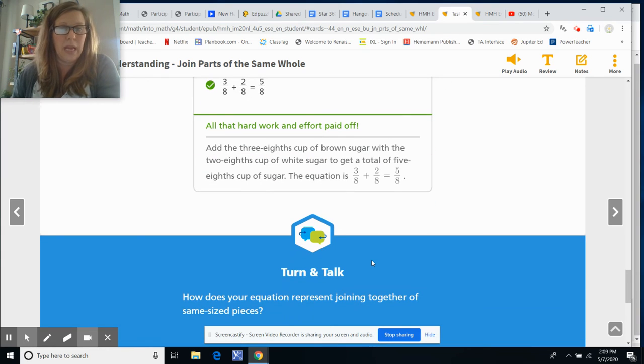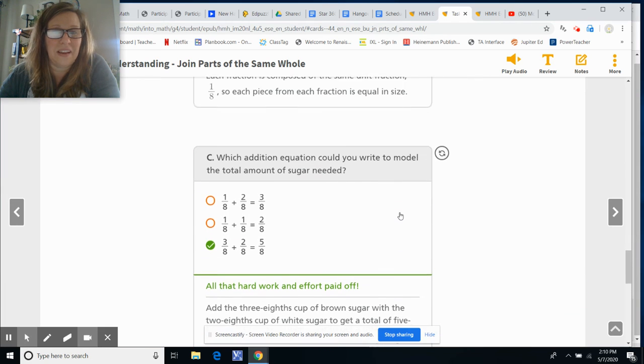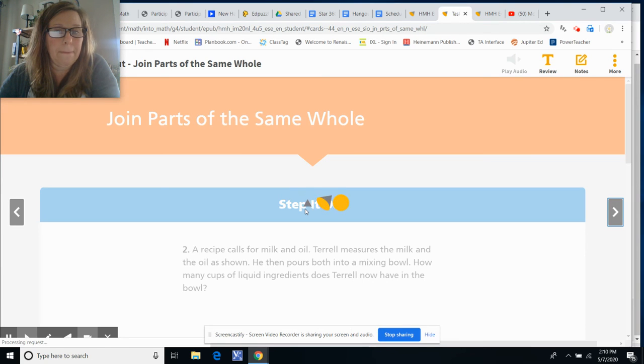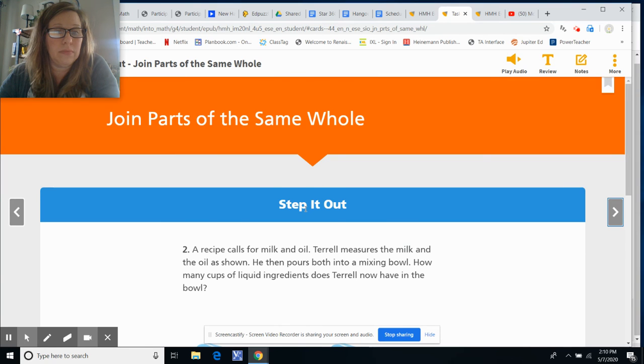Okay, so add the 3/8 cup of brown sugar and the 2/8 cup of white sugar to get a total of 5/8 cup of sugar. And the equation is 3/8 plus 2/8 equals 5/8. All right. And while I have you with me, we're going to go right to the next one. And we're going to step it out.